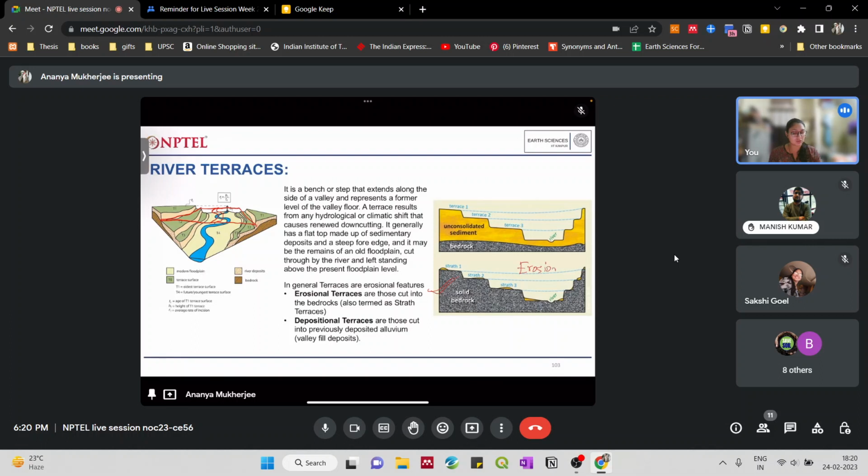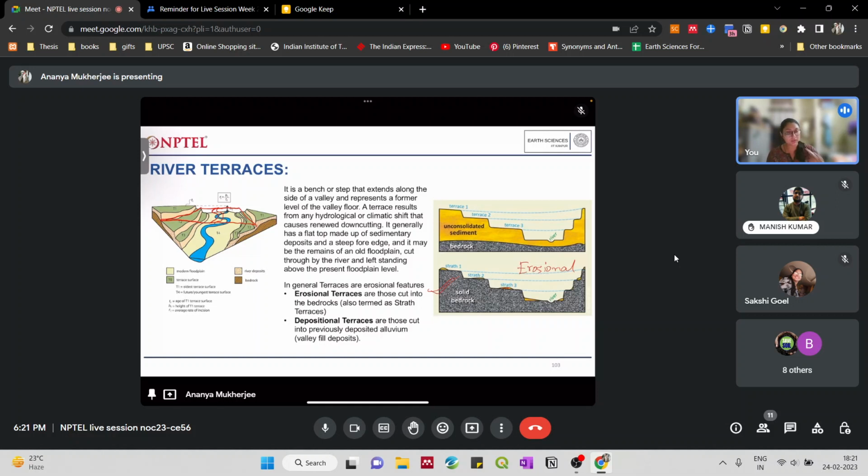Over here you can see that the second one is the erosional terrace. These are also called strath terraces. You can see there are some depositions, these yellow mounds, but the quantity is less. Mostly you will see that erosional terraces are formed in the elevated areas, or at the young stages of the river.